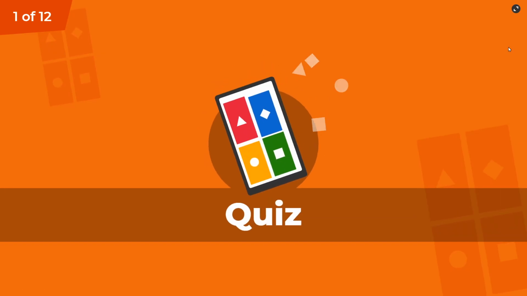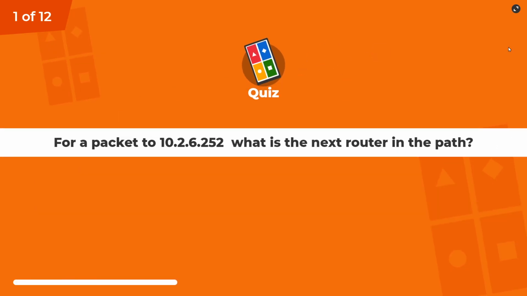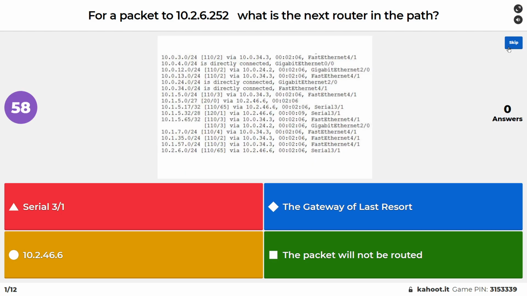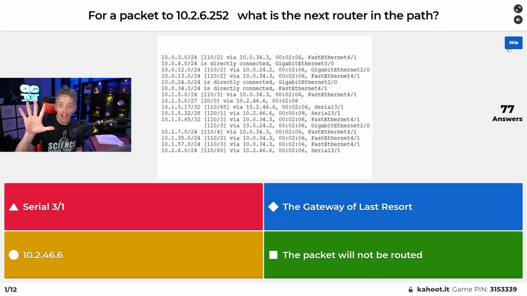And here is your first question. For a packet that is being sent to 10.2.6.252, what is the next hop or the next router in the path?